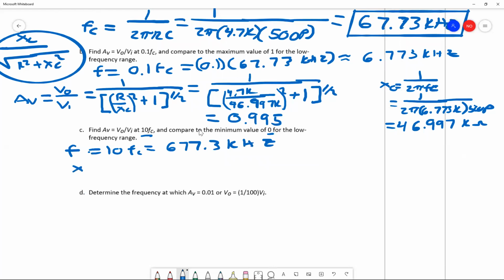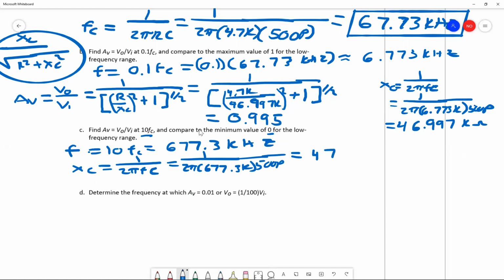And then we'll solve for the reactance again. So that's 1 over 2 pi F, 1 over 2 pi 677.3 K times 500 pico. And that's going to be just 470 roughly.